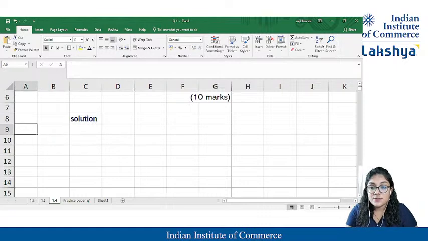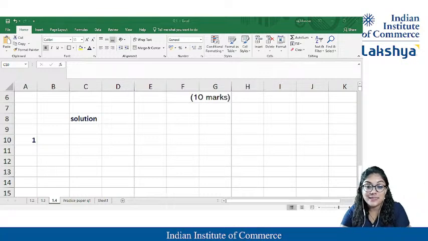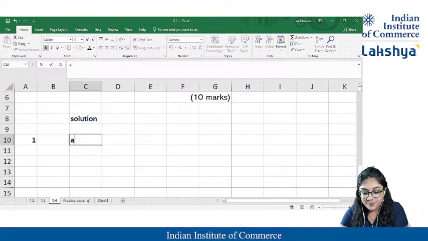Solution. Students, they have asked us if she is getting extra salary. If Alicia is getting extra income, then extra income tax is applicable. So Alicia has to pay additional income tax.